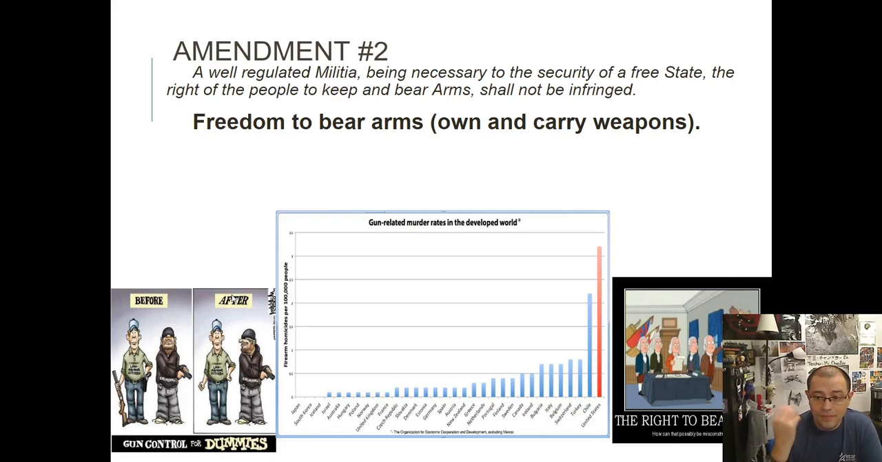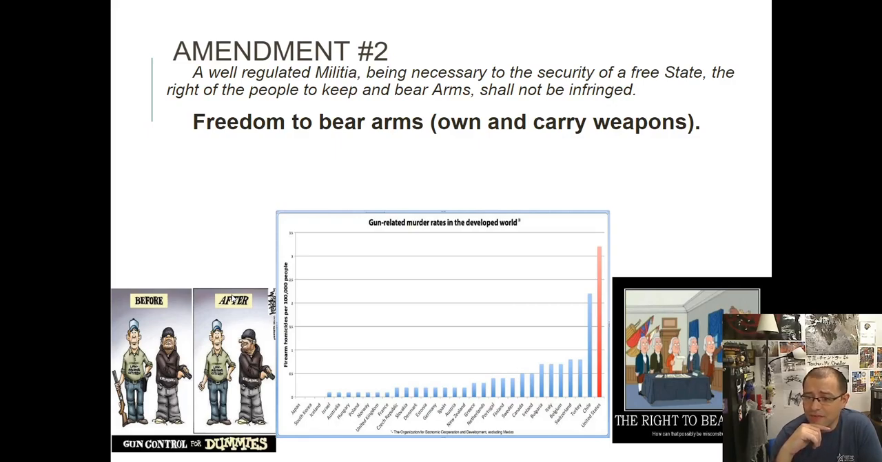I mean, the government says no. The government doesn't let me have an RPG. The government doesn't let me have even a fully automatic gun unless I pay a special tax first. The government doesn't let me have a fully armed tank. The government doesn't let me operate a nuclear weapon arsenal. Well, but it says I have the right to bear arms.